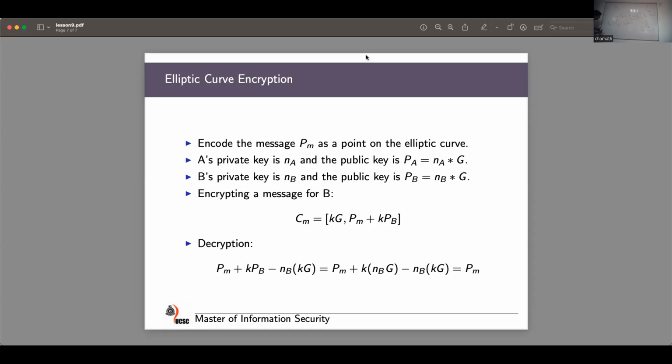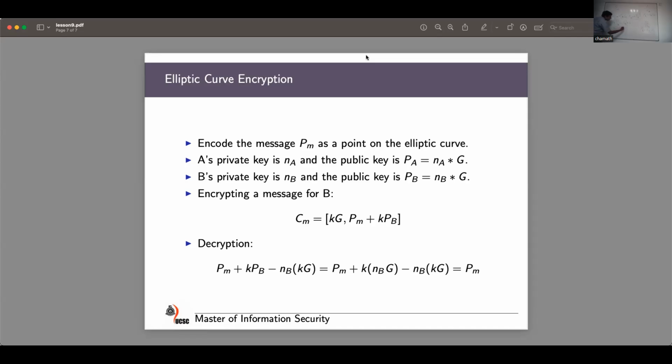Okay, so let's expand this. This has PM, that's the message point. Again, remember, others cannot get, or even Bob cannot get PM out of this. This is the total point. This total addition represents one point. You cannot extract PM out of that. So we get that point, whatever that point is, that is PM plus K into PB. But what is PB? The public key of Bob. The public key of Bob is NB into G. So this is K into NB into G.